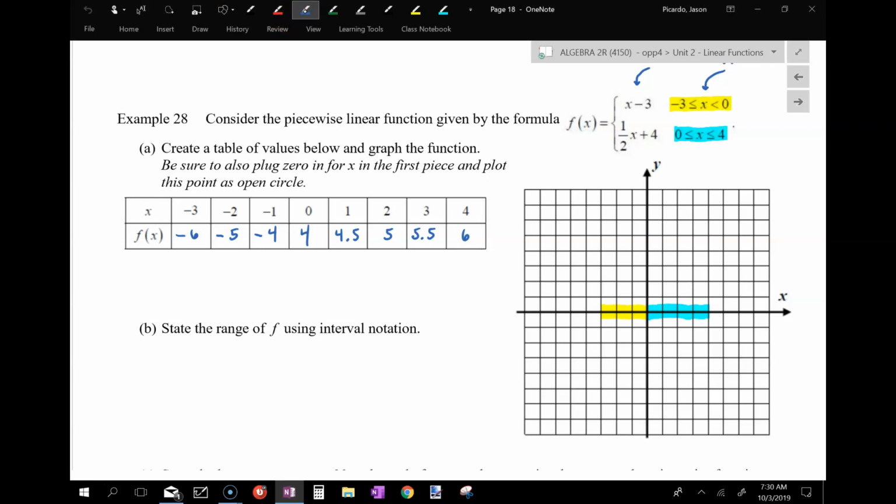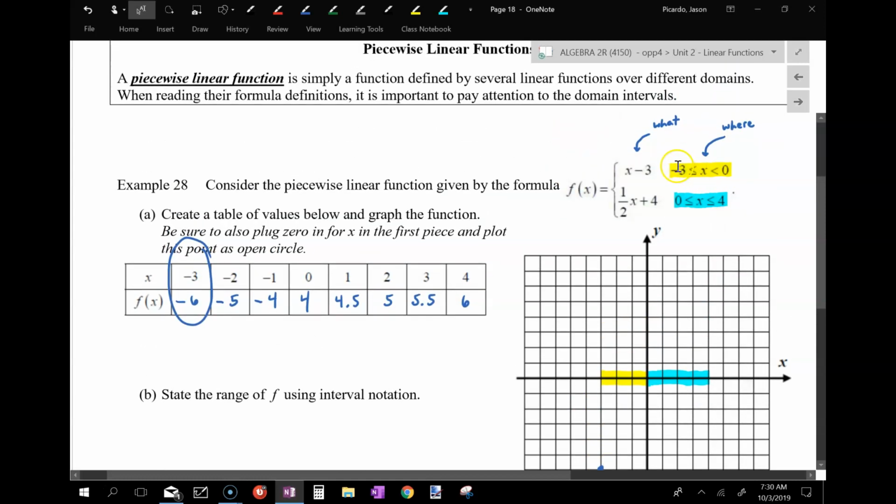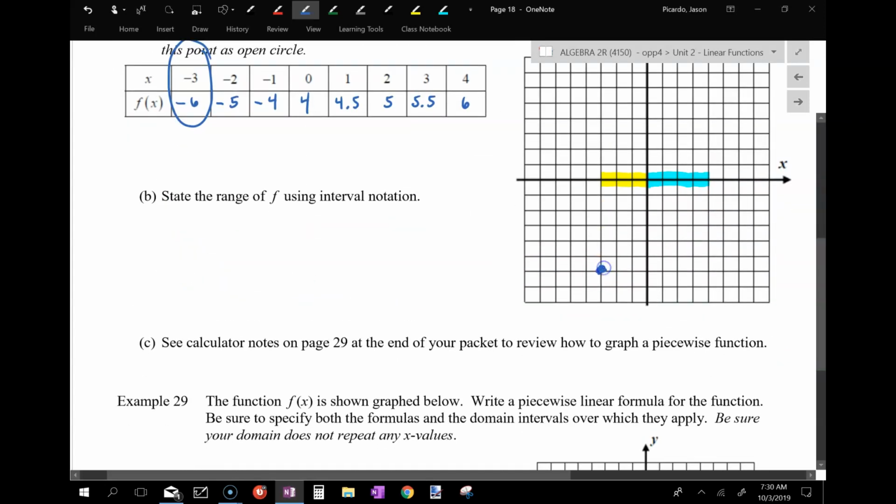So guys, I'm going to plot these points, okay? I have the point -3, -6. Now, one thing I got to ask you guys, there's a point right here. Here's my question, ready? Am I going to make it a dark circle or an open circle at -3? Dark, right? Because it says -3 is less than or equal to. So that's going to be a nice dark circle. Then I got -2, -5, and then -1, -4, and then 0, 4.